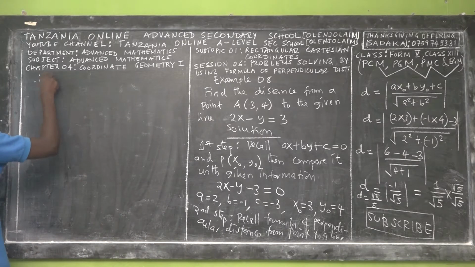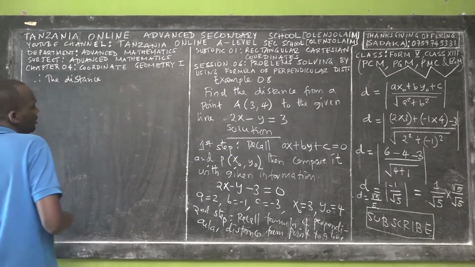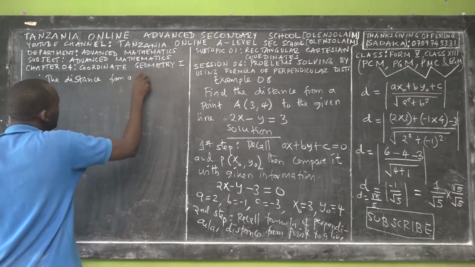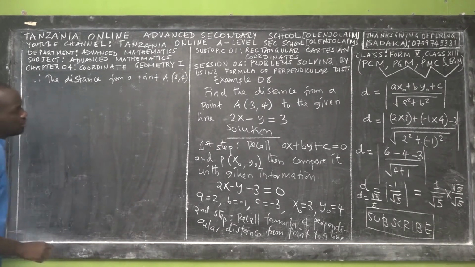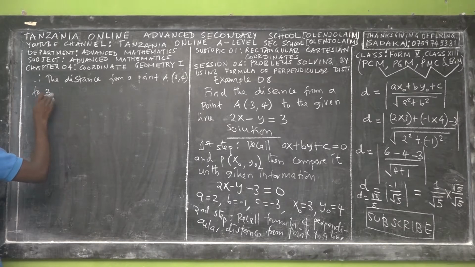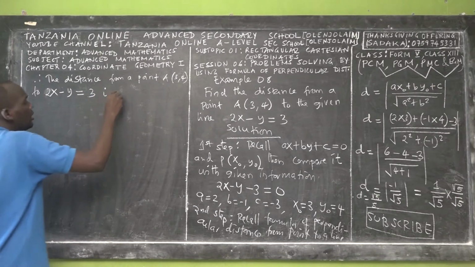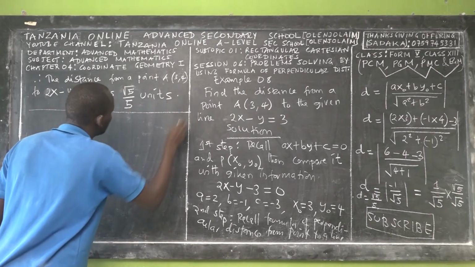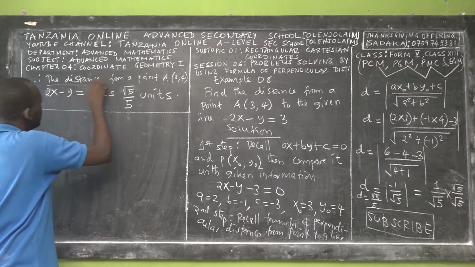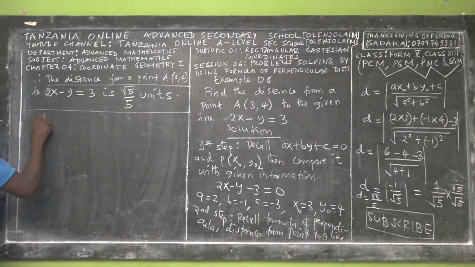So therefore, the distance from a point A (3, 4) to the line 2x minus y is equal to 3 is square root of 5 over 5 units. Okay, that's the response.